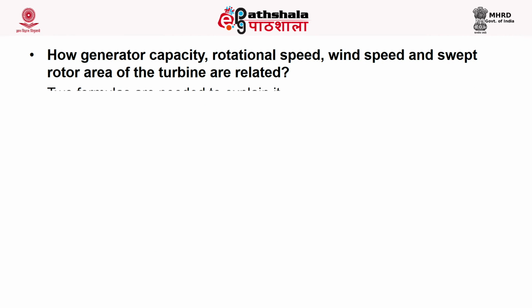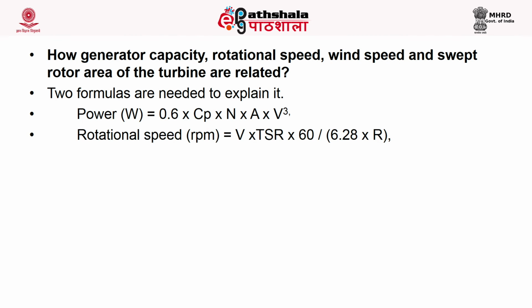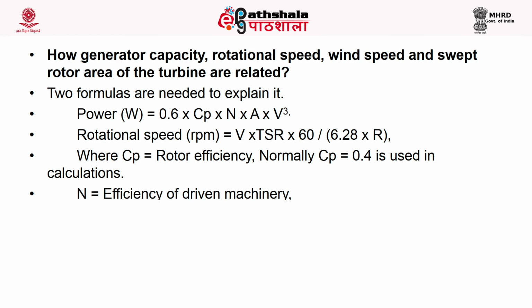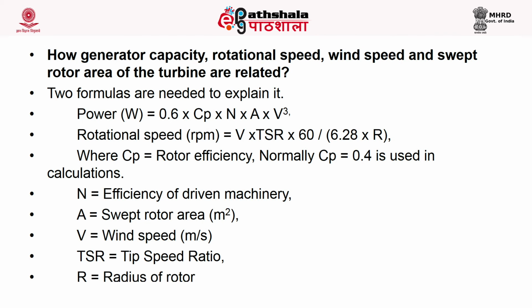Now, how are the generator capacity, rotational speed, wind speed and swept rotor area of the turbine related? We need two formulas to explain this. One is power equal to 0.6 into Cp, the power coefficient, multiplied by N, which is the efficiency of the driven machinery, multiplied by A, which is the swept rotor area, and V cube, that is the velocity of the wind. Another formula we need is for the rotational speed in RPM, which is equal to V, that is the velocity, into tip speed ratio into 60 divided by 6.28 into R. R is the radius of the rotor.